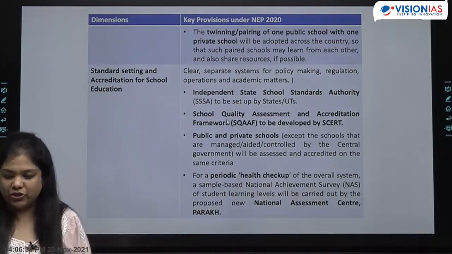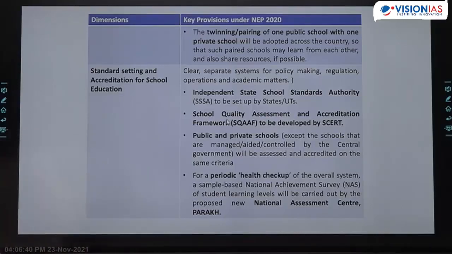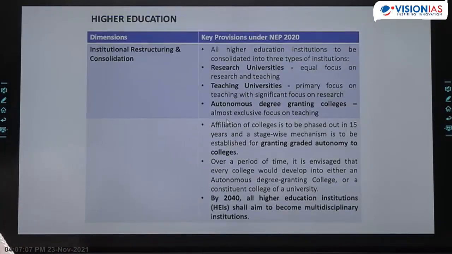Then the separate system would be there for policy making, for regulation with respect to the operation and academic matters. Is that clear? The good thing is both the public and the private schools will be accredited on the same criteria. And the school quality assessment and accreditation framework would be developed by SCRT. एक periodic checkup किया जाएगा of the overall system based on National Assessment Survey and it would be done by National Assessment Center. Is that very clear?